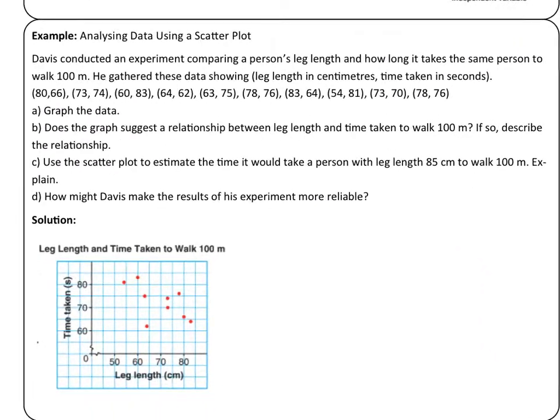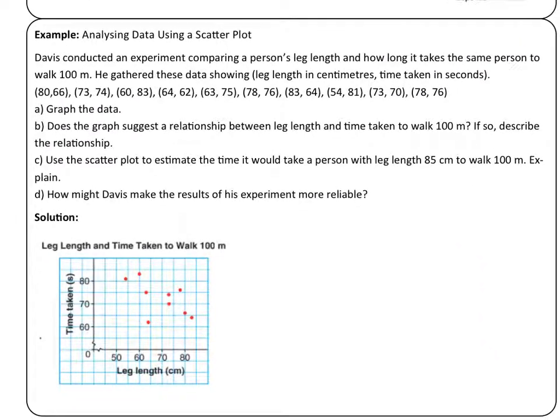Let's look at another example quickly. Analyzing data using a scatter plot. Davis conducted an experiment comparing a person's leg length and how long it takes the same person to walk 100 meters. He gathered these data showing leg length in centimeters, time taken in seconds. So they've given us all the data points, 80 and 66, 73, 74, 60 and 83.